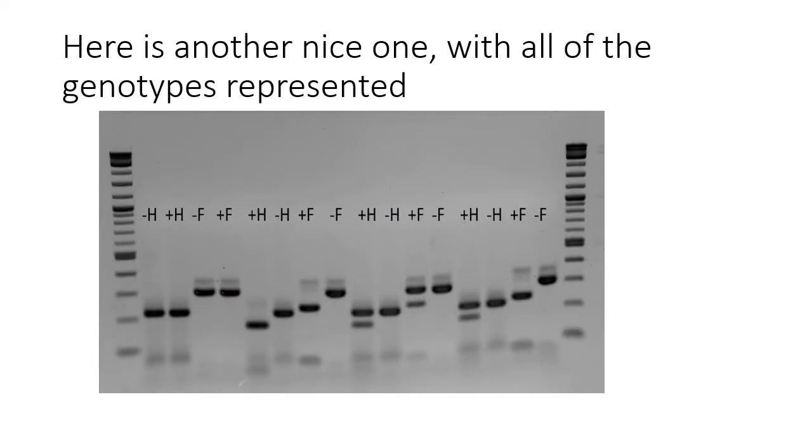Okay, so here's another nice one, and this is a good gel because it has all the genotypes represented. So the first set of 4 lanes, and I have to say the students loaded these in different orders. So when you look at the data to analyze, you have to look carefully at the markings at the top of the lane to know what's supposed to be in that lane, because they are not the same in all cases.